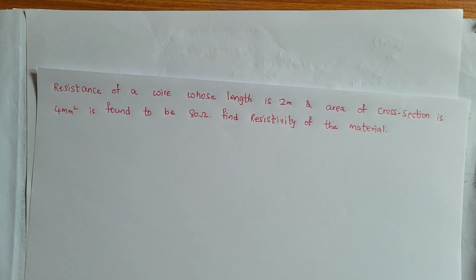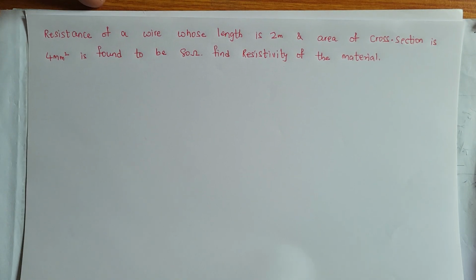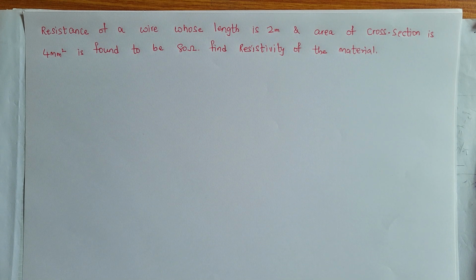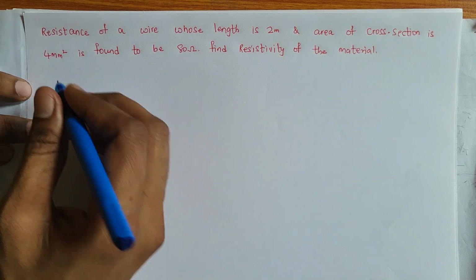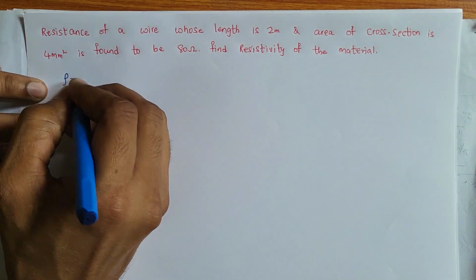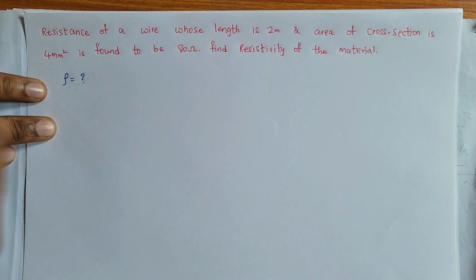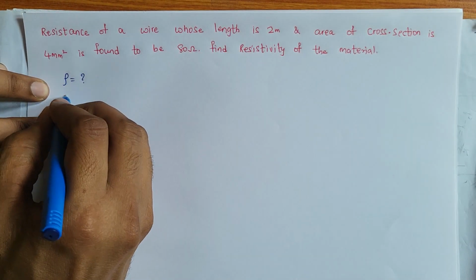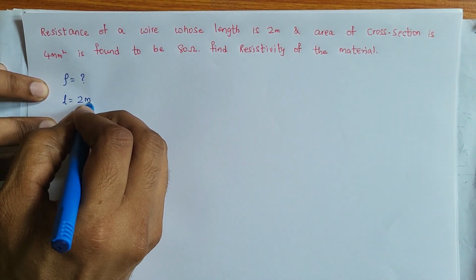Let us take next question. The resistance of a wire whose length is 2 meters and area of cross section is 4 millimeters square is found to be 80 ohm. Find resistivity of the material. We have to find the resistivity, means we have to find rho. We have to find rho is equal to question mark. And what all they have given? They have given length is 2 meters. L is equal to 2 meters.